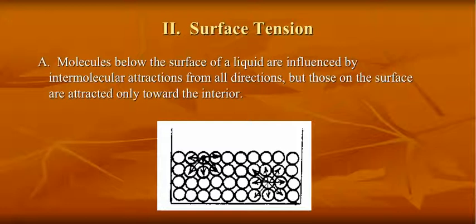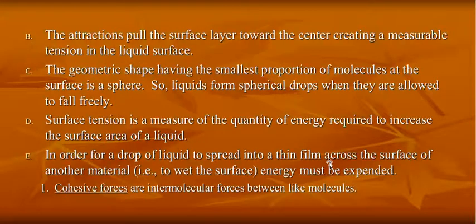Molecules below the surface of a liquid are influenced by attractions from all directions, but those on the surface are attracted only towards the interior. So if you're at the surface of the liquid right here, you're pulled toward the center, creating a measurable tension in the surface. This is called surface tension. Surface tension is a measure of the quantity of energy required to increase the surface area of a liquid.